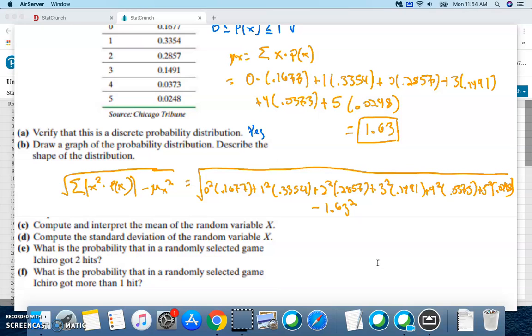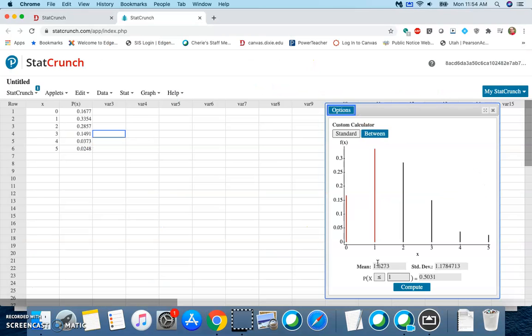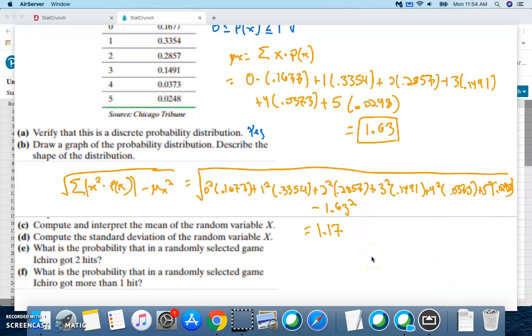Again, you're taking the square root of all that, so you need to make sure you calculate the value inside the square root correctly. Then take the square root, and this will give us about 1.17. And that will match up with the standard deviation we're given here. There's going to be a little bit more precision here because of potential rounding errors and so forth. But that's the standard deviation.